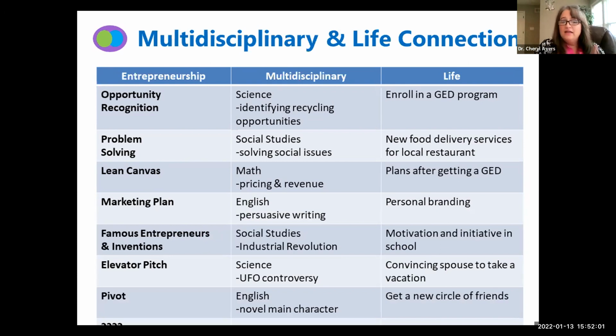The marketing plan that we do in the Institute, that's persuasive writing 101. Whenever you're going to market something you're trying to sell, you become a persuader, and that makes a wonderful writing prompt for English. Personal branding. You can sell your products, for example, but you sell yourself every time you show up to a meeting, every time you show up to a job interview, every time you show up to a date. So what is your personal brand?